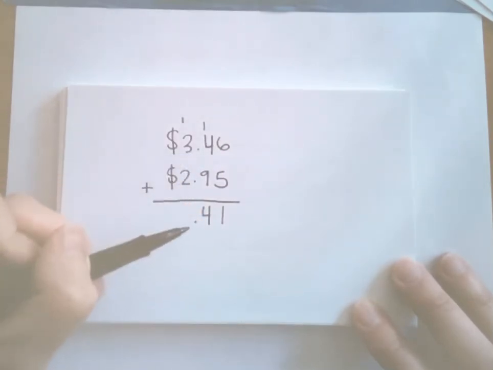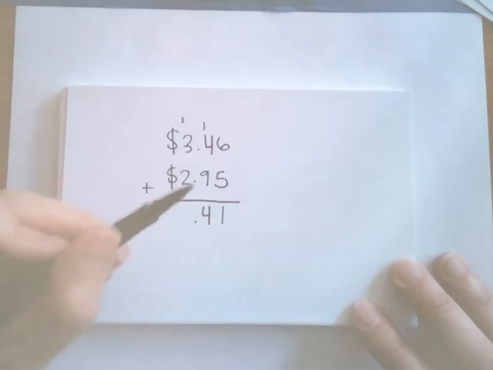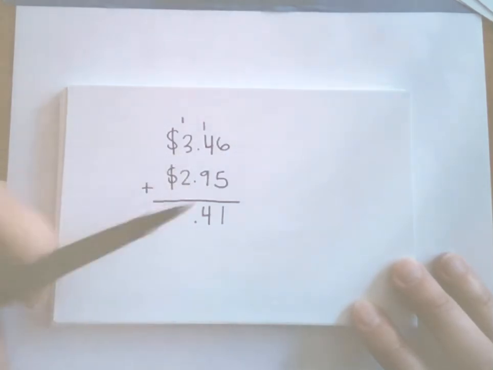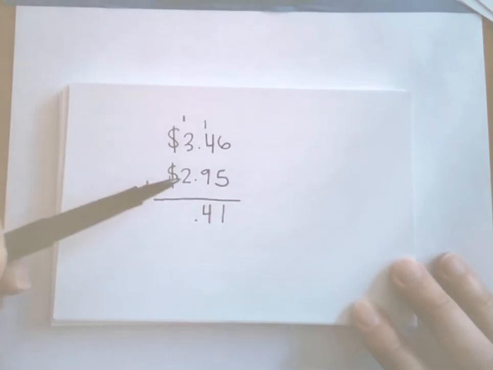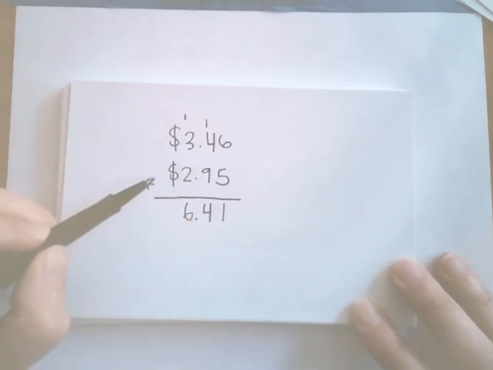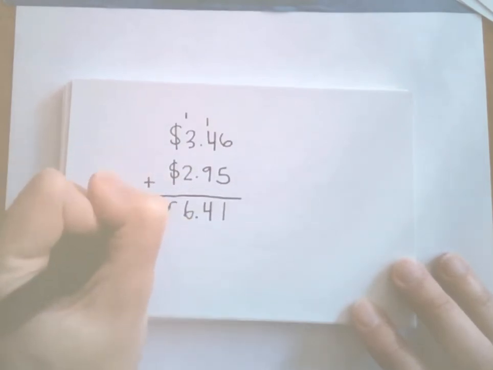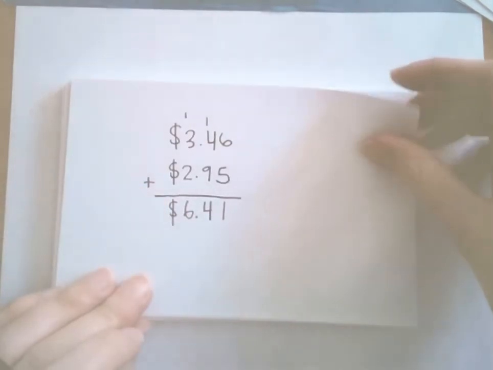Decimal point, decimal point, decimal point. You must do this. If you don't, you will be wrong. All right, I did that. I can continue my addition. 3 plus 1 is 4, plus 2 more is 6. Then, there's one more thing. I want decimal point, decimal point, decimal point. Now I'm going to go dollar sign. You guessed it. Dollar sign.